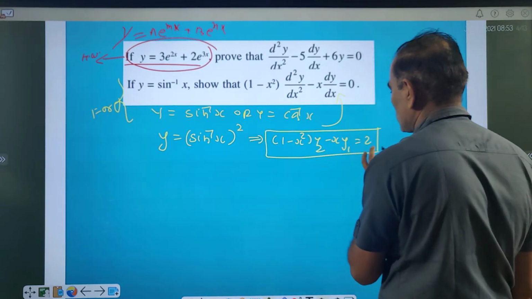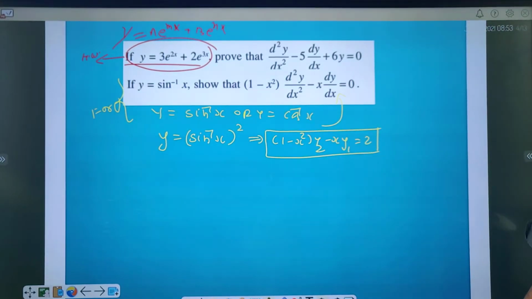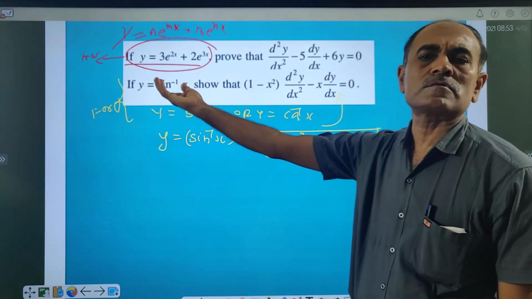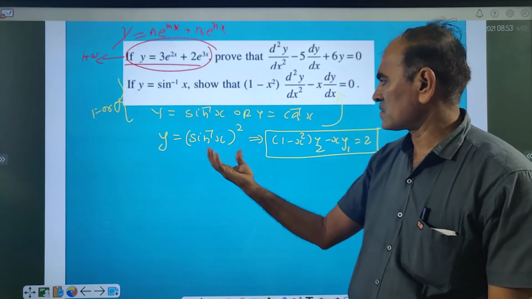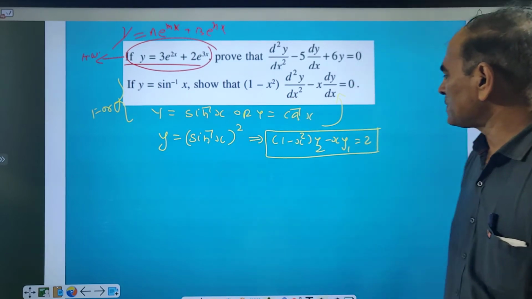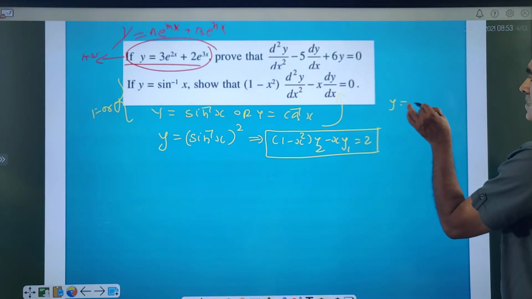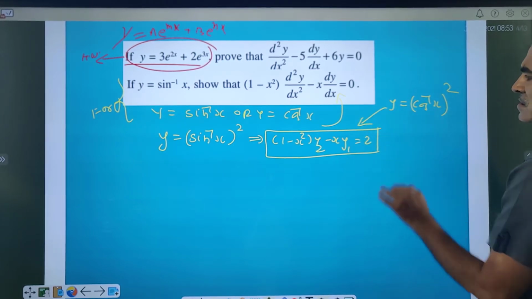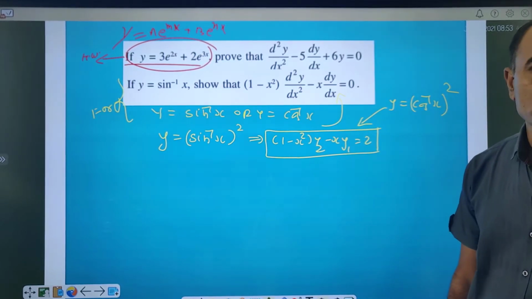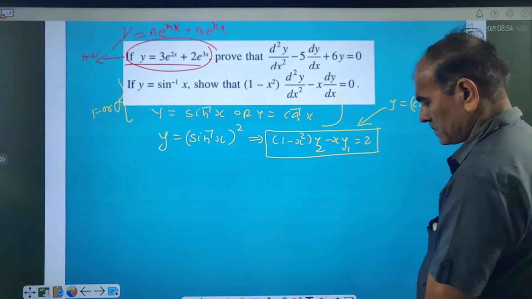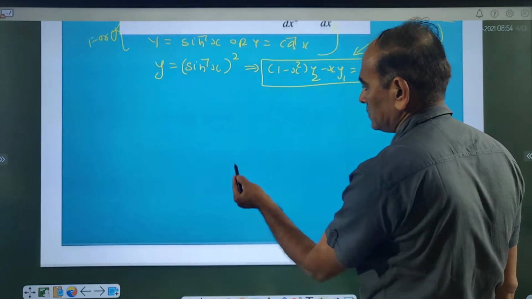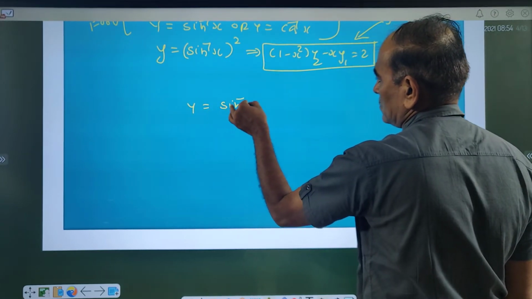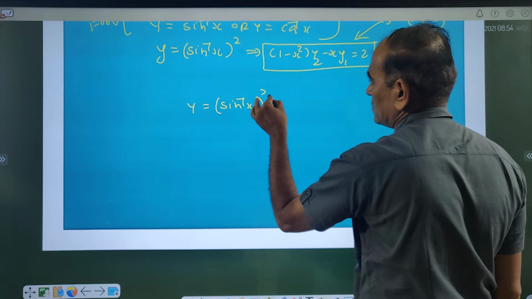That thing we want to show for this sum. Here only sin inverse x is given. If I solve this one, then you are able to solve this thing. So I am just showing this one. Same result for cos inverse also. y is equal to cos inverse x whole square, then also the same result is there. Clear? So I would like to solve this one. What is given? y is equal to sin inverse x whole square.